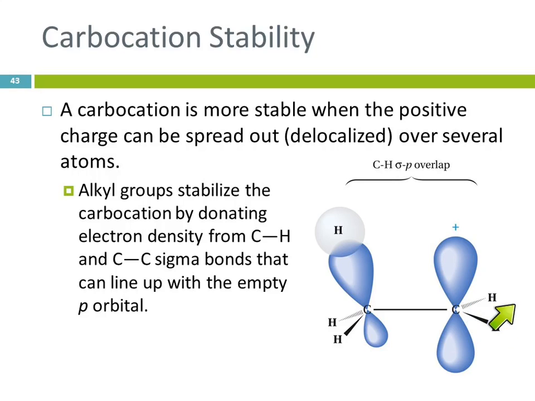These hydrogens are not going to help at all with this positive charge. But this neighboring carbon has an sp3 hybrid orbital here that's overlapping with a hydrogen atom. And there's electron density here. And so it can kind of share the electron density with this empty p orbital, and that makes things a little more stable.